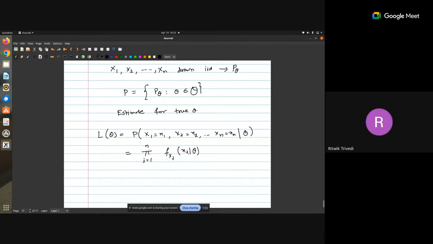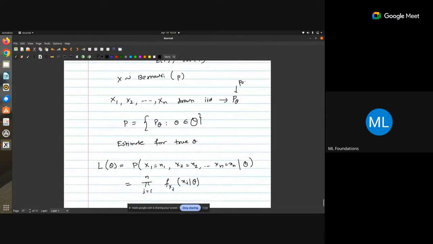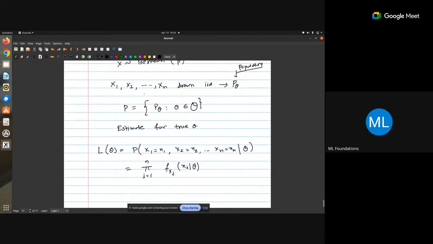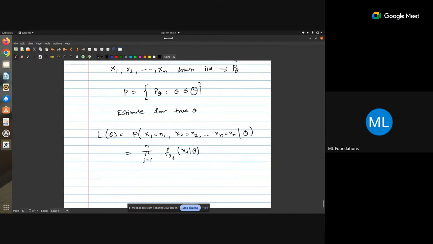X1, X2 to Xn are drawn as IID. These are the samples, drawn from some population P theta. These are all random variables. I think you have gone through sampling in stats 2, maybe you don't remember it now. Basically, these are the samples, and we are trying to find the parameter.